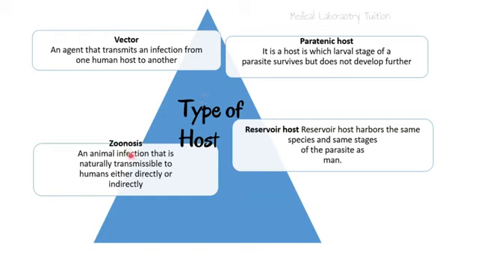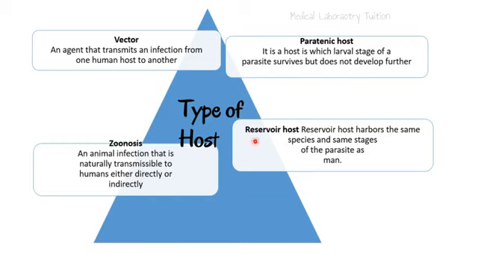Another, we have zoonosis. As the name suggests, zoo means we get the infection from animals. So these are the hosts who get infection from animals, such as in case of Taenia saginata and solium, humans can get infection directly or indirectly from pork or beef. In case of Echinococcus granulosus, man also gets infection from dog. So these come under zoonosis.